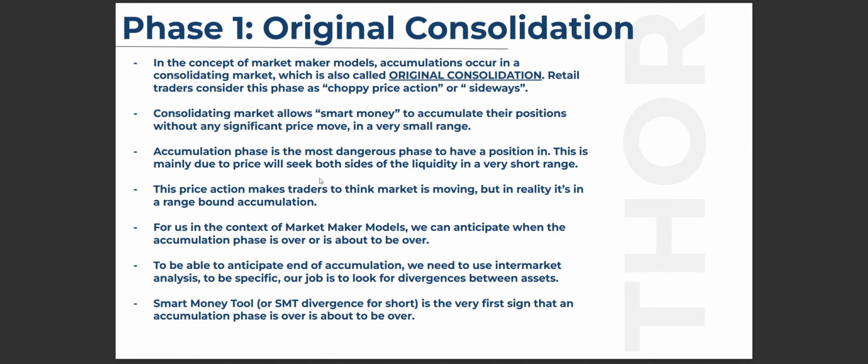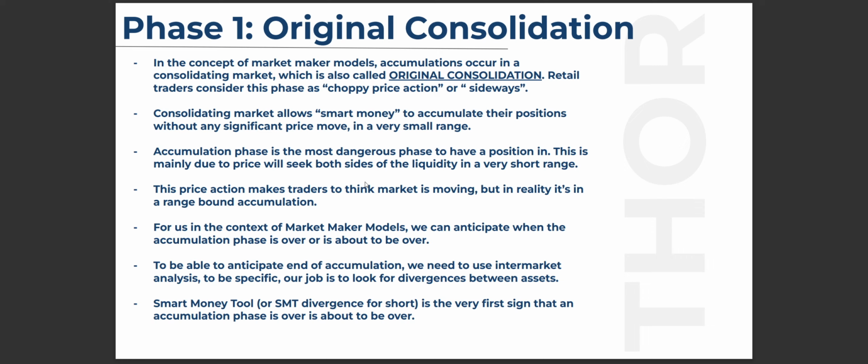Phase one, original consolidation. Remember, every move starts with a consolidation. Now, what is an original consolidation? In the concept of market maker models, accumulation occurs in the consolidated market, right? It goes sideways, which is also called original consolidation. And retail traders consider this phase as choppy price action or sideways price action. Some call it barcoding, but we see it as a consolidation, or we see that price action as smart money accumulating a position, whether it's a buy position or sell position.